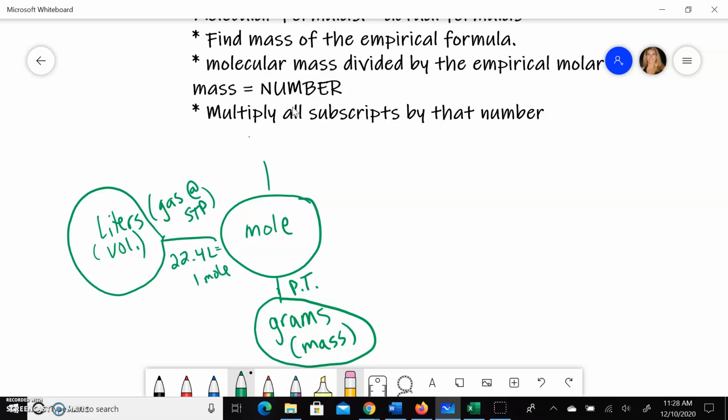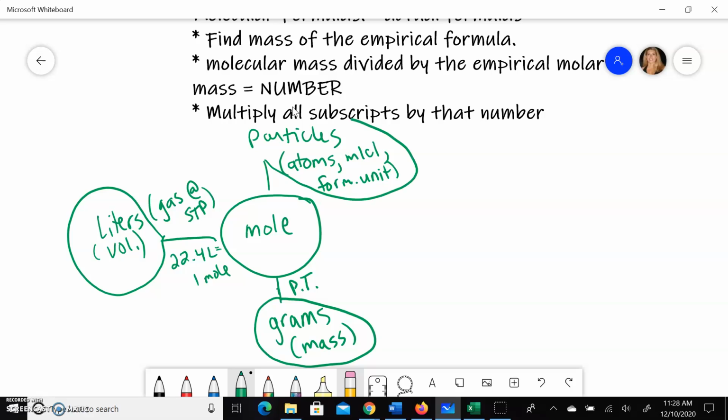And then the last thing you can turn it into is particles. You won't actually see the word particles, you'll see the name of the particles. So you might see atoms, you might see molecules, you might see formula unit. And for this one, we are going to use Avogadro's number. There are 6.02 times 10 to the 23rd particles in 1 mole. And again, that is in your reference packet as well. Once you get it into moles, we'll call these moles of A. This would be grams of A, liters of A, and particles of A.